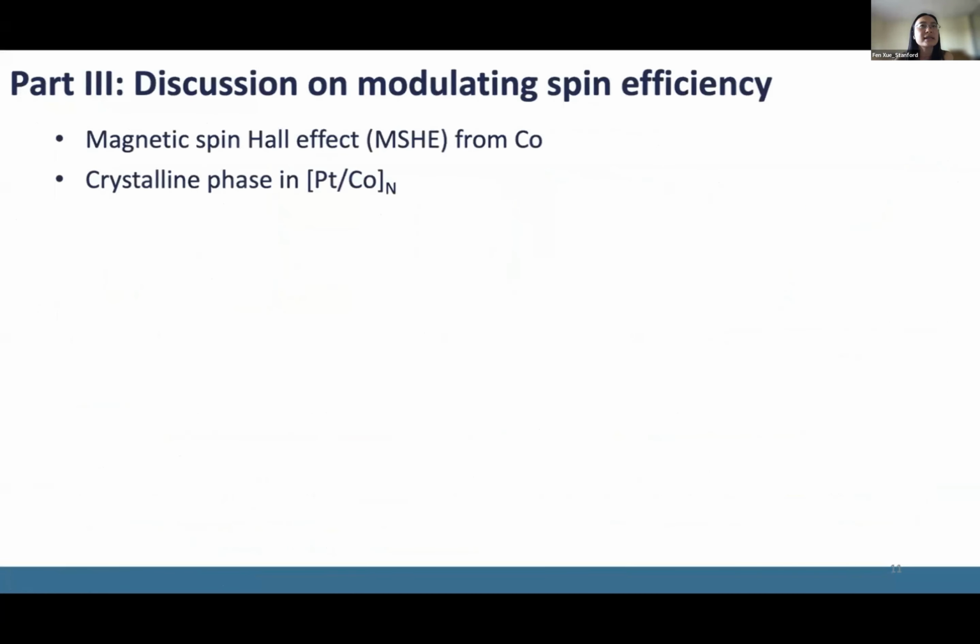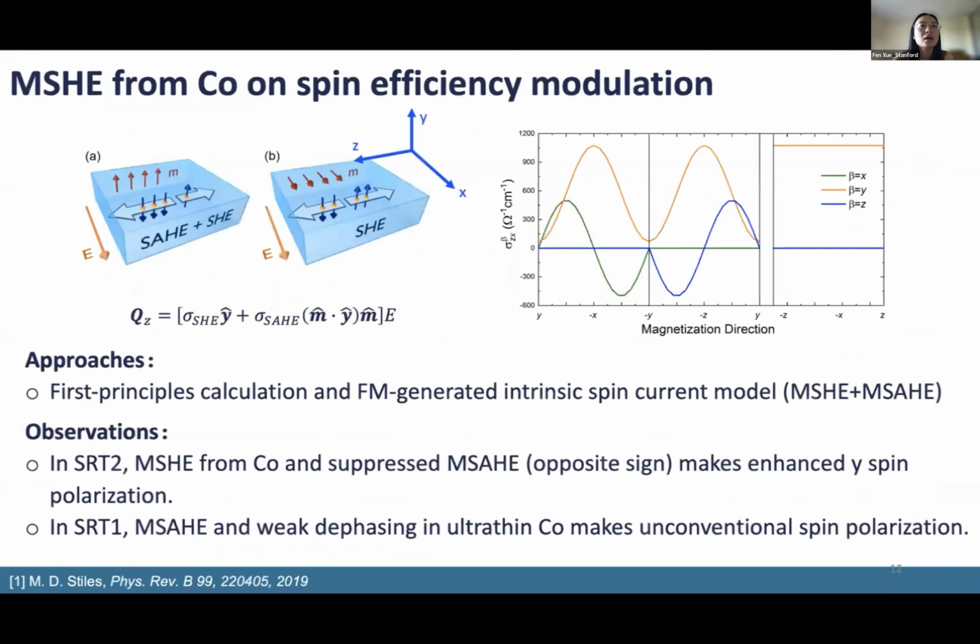In this part, I will discuss how to modulate the spin efficiency in our Pd/cobalt multilayer. One way is using the magnetic spin Hall effect from the ferromagnetic material cobalt, and the other is the crystalline phase in the Pd/cobalt multilayer. This is a model with ferromagnetic generated intrinsic spin current with MSHE, the magnetic spin Hall effect.